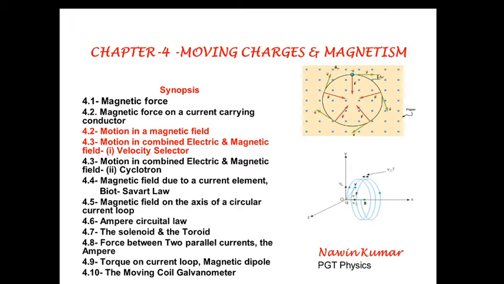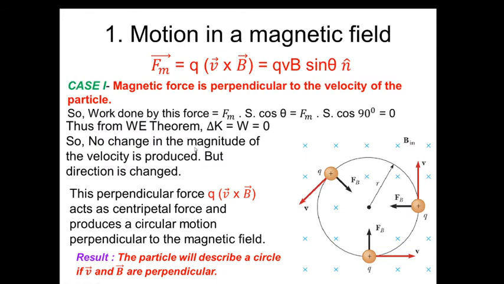In our previous virtual class we have learned about magnetic force on a current carrying conductor. Let us today start motion in a magnetic field, and then motion in combined electric and magnetic field. That is a term velocity selector. So first, motion in a magnetic field.